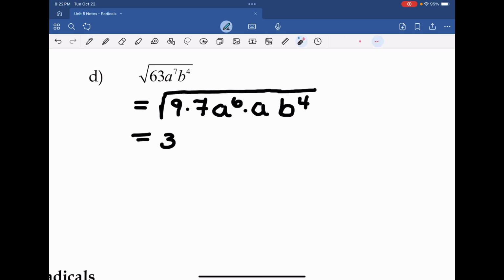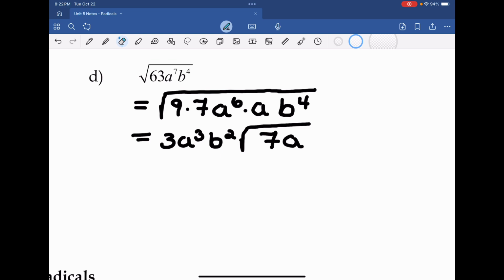Now, I'm going to take the square root of 9, which is 3. The square root of a^6 is dividing this by 2, which becomes a^3 on the front. I'm going to divide b^4 by 2, which is then going to give me b^2 out front. Lastly, I leave behind the things that would be irrational. 7 and the singular a are left behind.